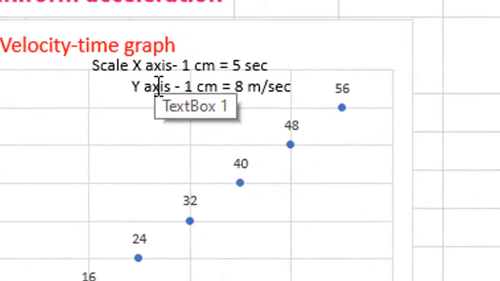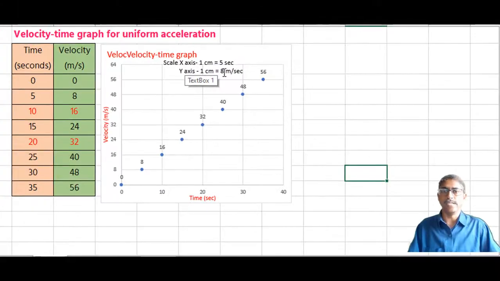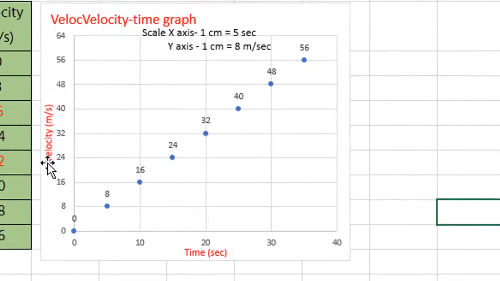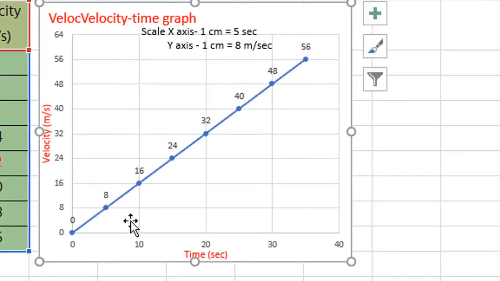Now see here, the scale on the x-axis is 1 centimeter equal to 5 seconds, and on the y-axis 1 centimeter is equal to 8 meter per second. That is the scale on both axes. On the y-axis there is velocity in meter per second, and on the x-axis time in seconds. Now join these points by a line. In this way there is a line, which means that train is moving with uniform acceleration.